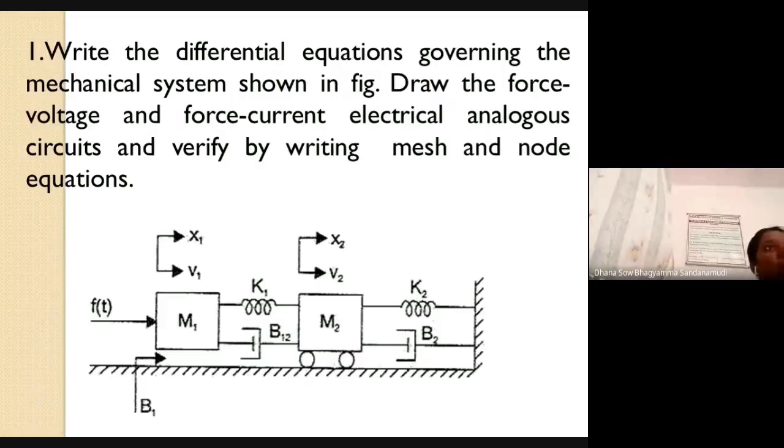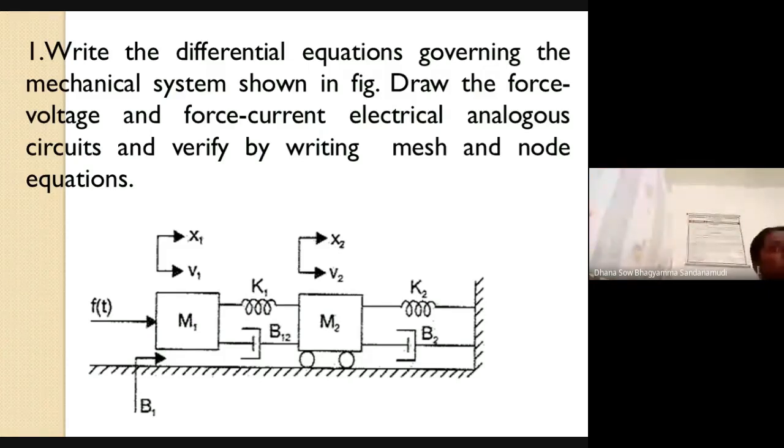Whenever a mechanical translation system is given, first of all, we will see how many masses are there. Two masses are there. What are their corresponding displacements? X1 and X2 are the corresponding displacements. What are their corresponding velocities? V1 and V2. So you must carefully observe. Initially, you must see how many masses are there in the given system. So I have two masses, M1 and M2. Displacements are X1 and X2.